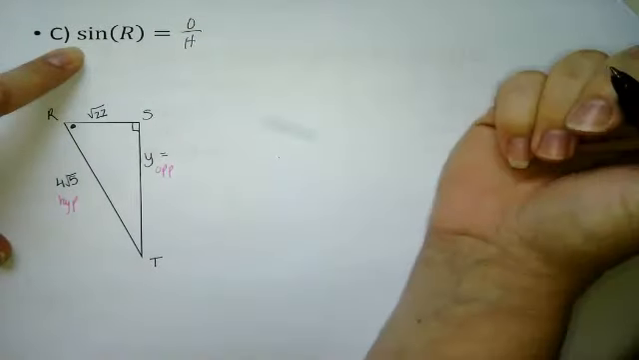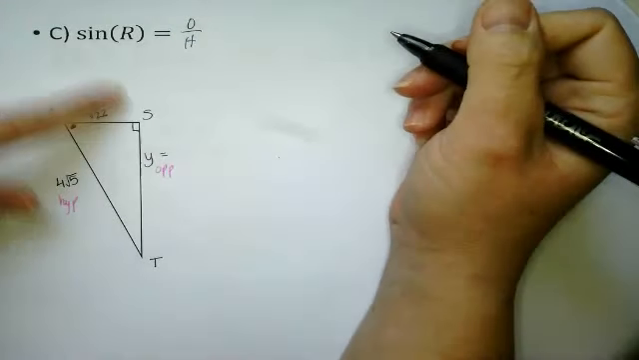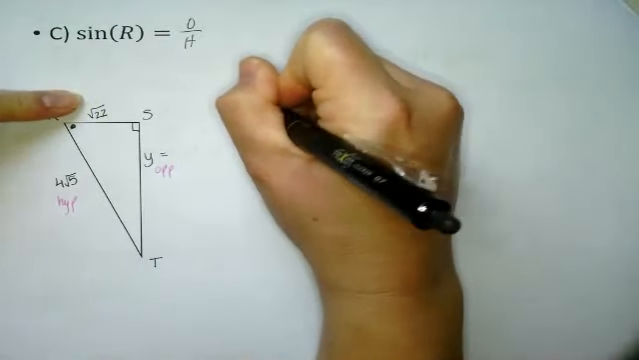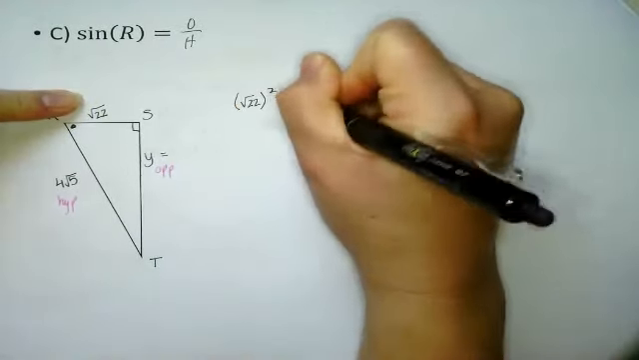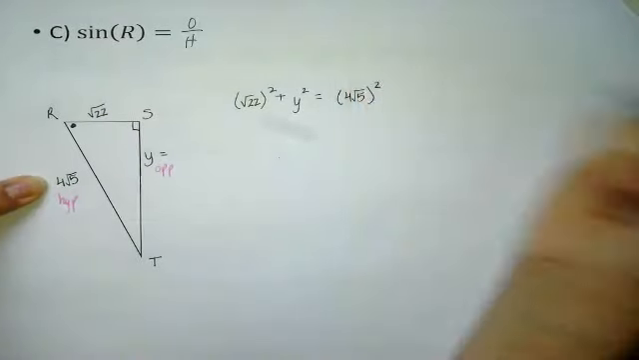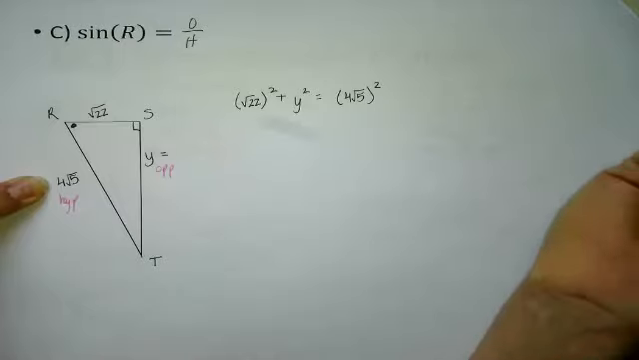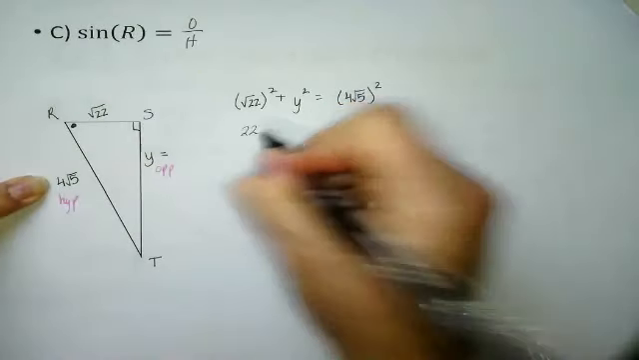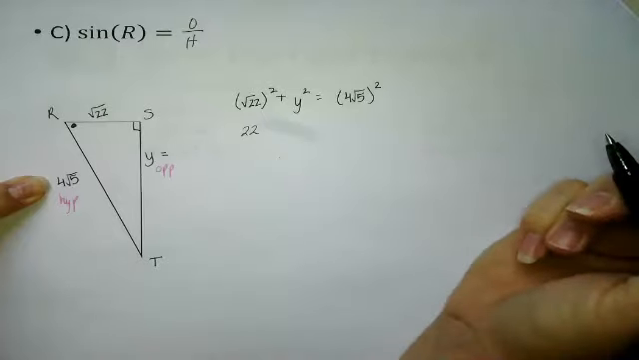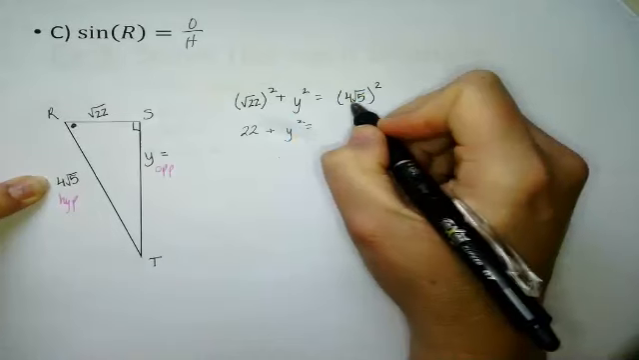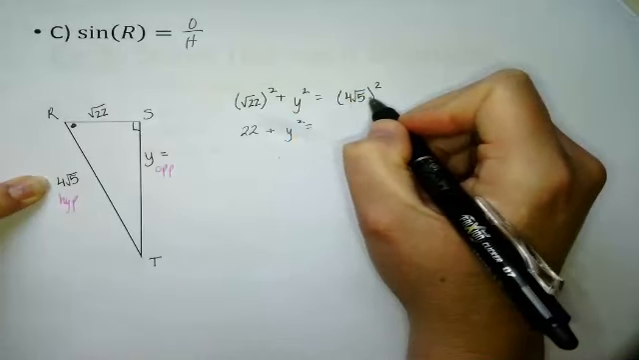So once again, we're going to use the Pythagorean theorem. You can see these numbers are quite uglier. So let's see, we're going to do leg squared plus leg squared equals hypotenuse squared. Now you've done stuff like this, but it's been a while. Radical 22 squared is 22. Radical 22 times radical 22 is 22. Plus y squared. And then 4 radical 5 times 4 radical 5.